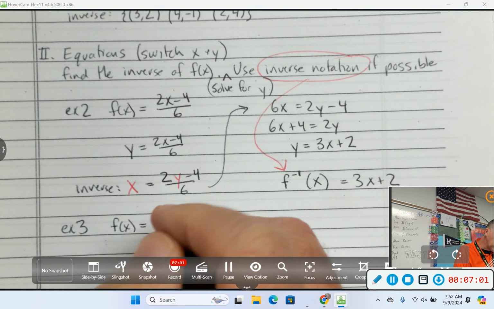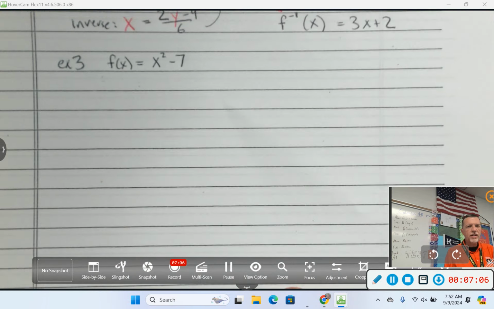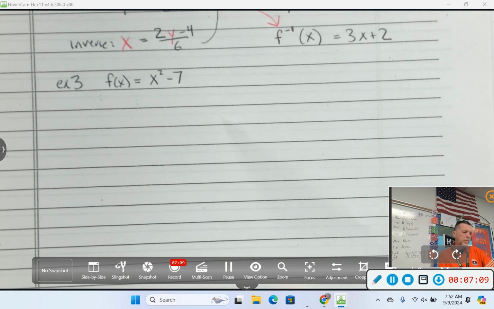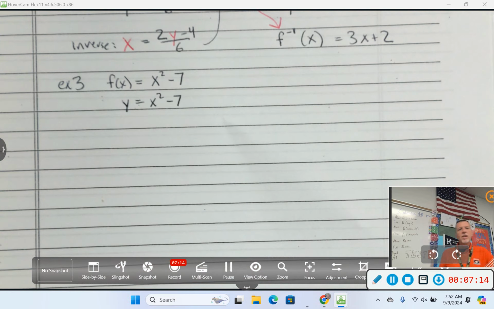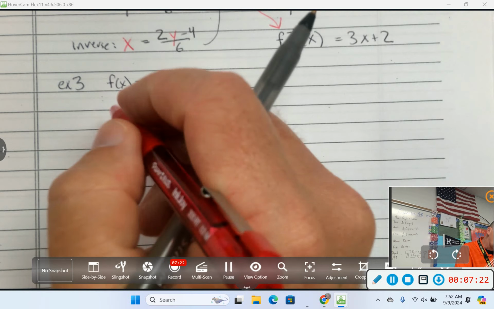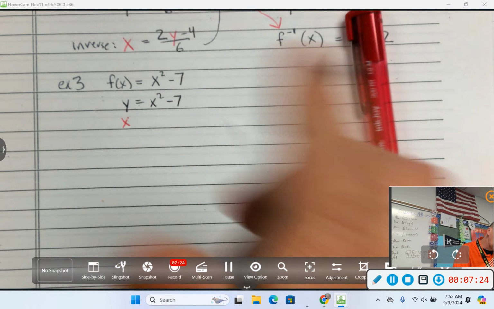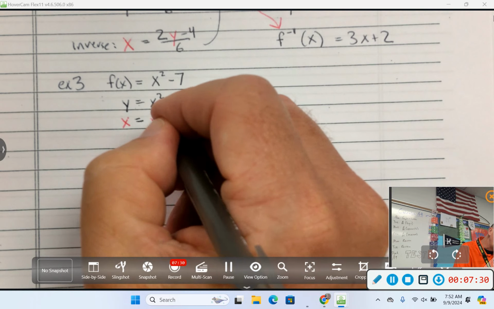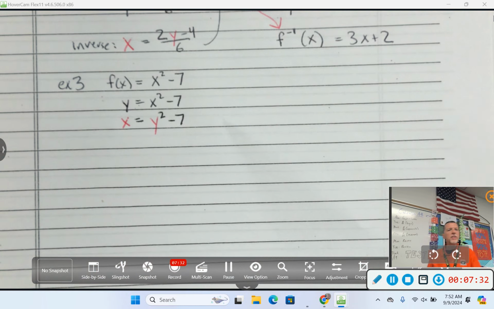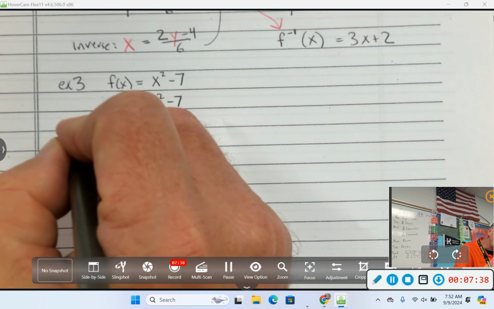Well, let's try another one of those, because sometimes weird things can happen. Let's go with f of x equals x squared minus 7. So that means y equals x squared minus 7. After you do a few of these, most of you won't show that step because you'll know that f of x is y, and then you switch x and y. So in place of y goes x. In place of x goes y. Everything else stays the same. So that's now y squared minus 7. So that is the inverse.